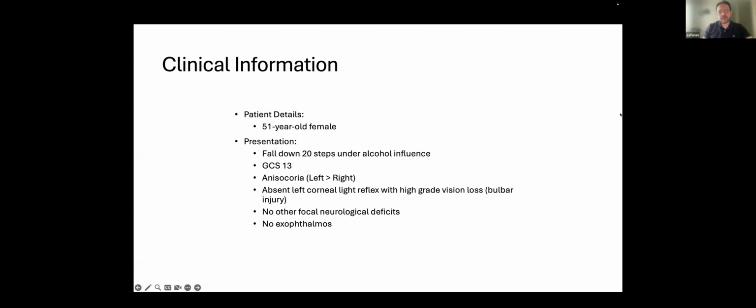So the clinical information about this case: a lady, 51 years old, fell down about 20 steps under alcohol influence with GCS 13. At arrival she had anisocoria, left more than right, and absent corneal reflex and light reflex on the left side, which according to the ophthalmologist was because of direct trauma to the eye. No other focal nerve deficits and no exophthalmos.